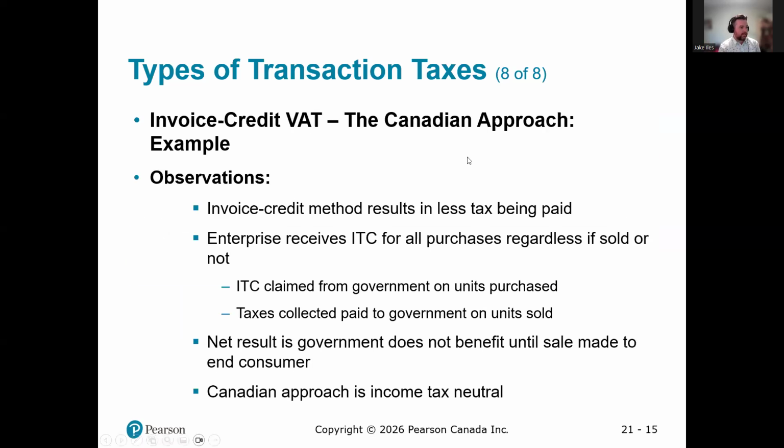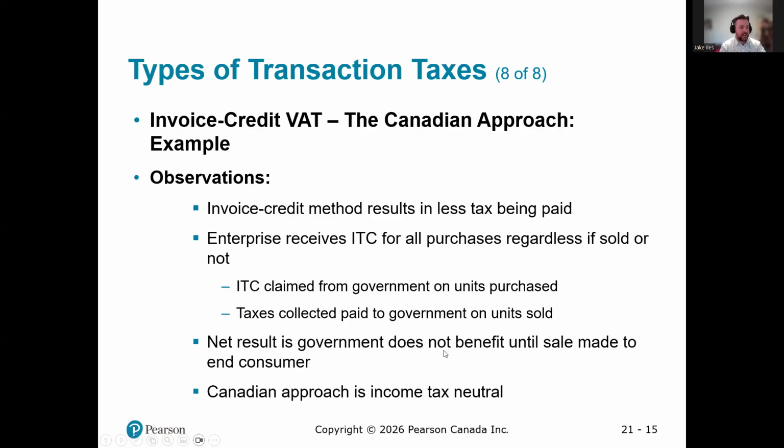Okay. Yes, so one more slide and then we'll get into the exercise. So observations of the Canadian approach. Invoice credit method results in less tax being paid, which we observed. The enterprise receives ITCs for all purchases, regardless of if sold or not. The ITC claimed for government on units purchased. Taxes collected are based on units sold.